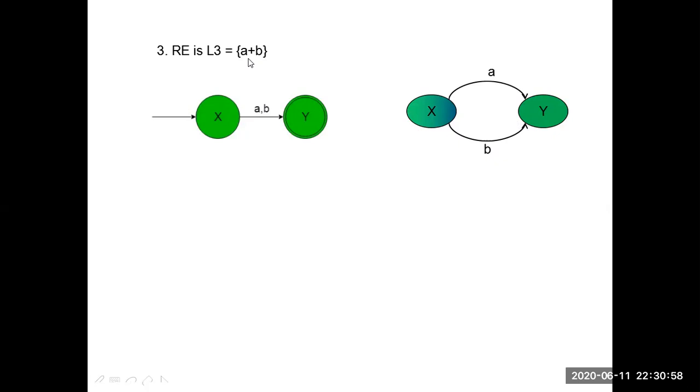Some people will write this OR operation like this, and some people will write it separately, with two single arrowheads taken separately from X to Y, X to Y, for A or B. So here, whenever A or B came, in the previous one only A was there, so directly when A came, it is going to final state Y. Here, whether A came or B came, it will go to the final state Y.